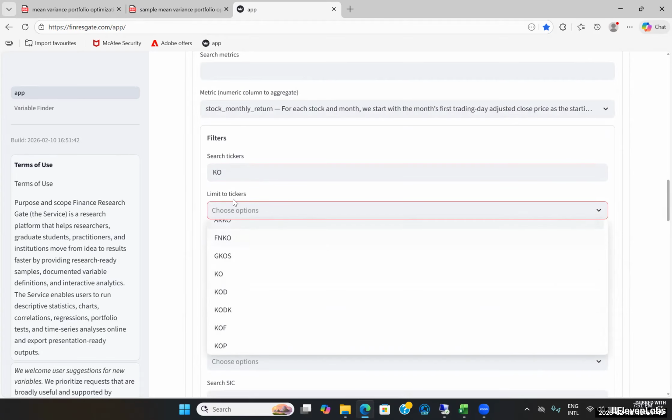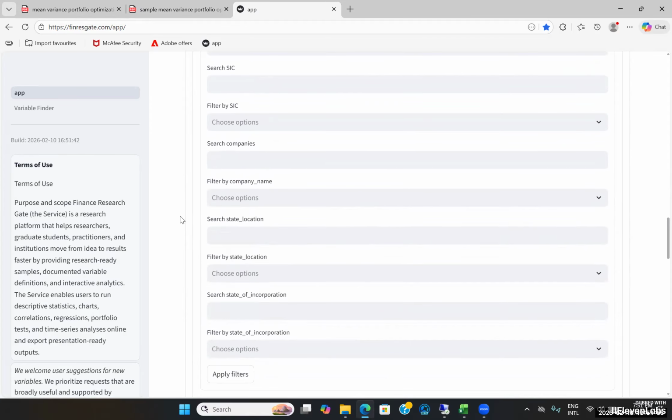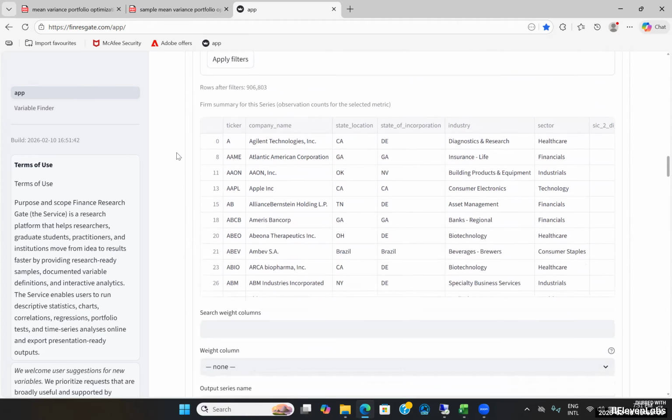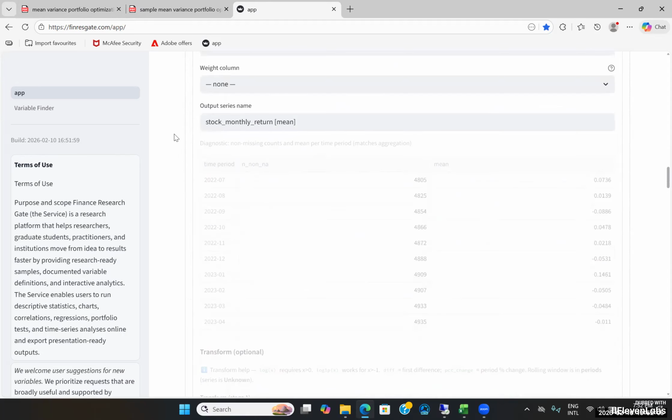After that, within the drop-down menu, it will present any ticker that includes both a K and an O. So, I've located it right here, and perfect, we've found the first company. And then we go ahead and apply the filters. In this particular situation, we only chose a single company.